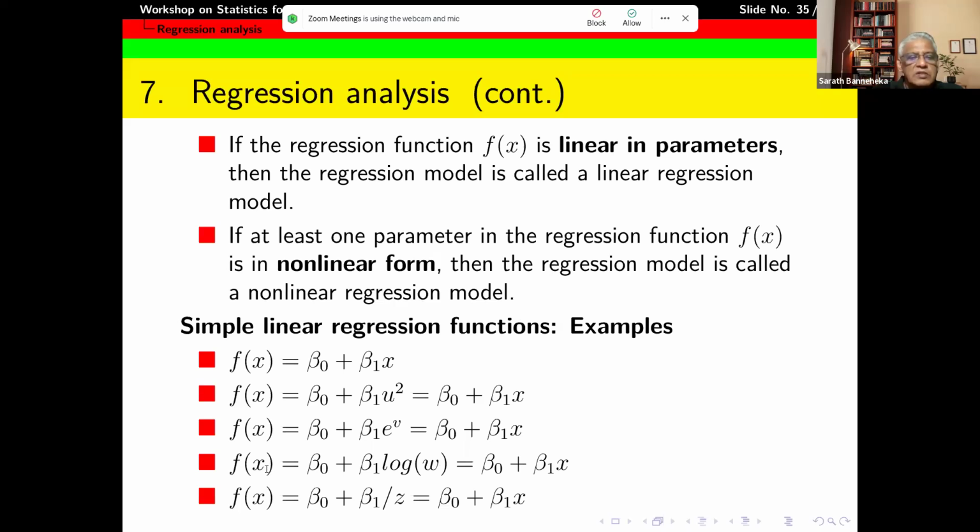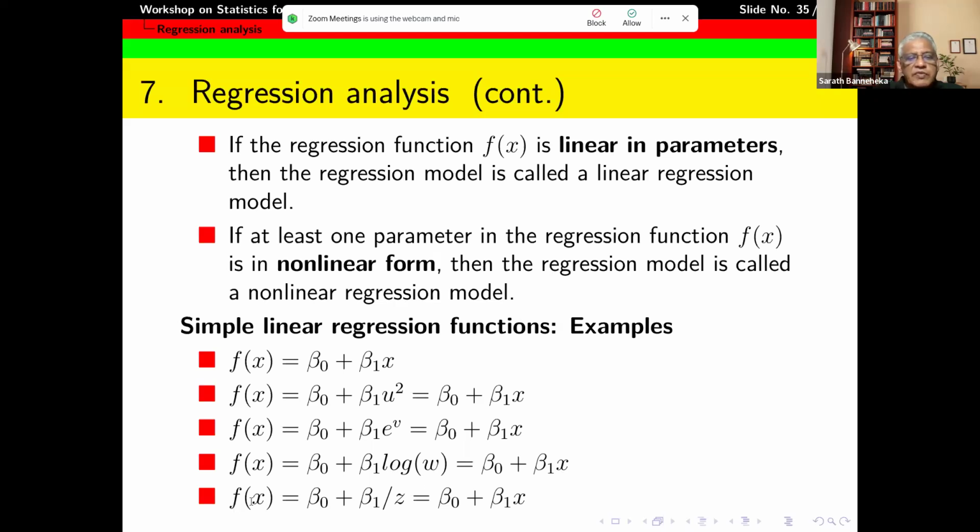Right? Here is another example. f(x) is equal to beta naught plus beta 1 log w. So w is the explanatory variable, and here we are considering the log of w. So this function is not linear in terms of w, but it is a linear regression model, right? And if you take log w to be, for example, x, you can call it still a linear regression model. Now it is a straight line model in terms of x, but it's not a straight line in terms of w.